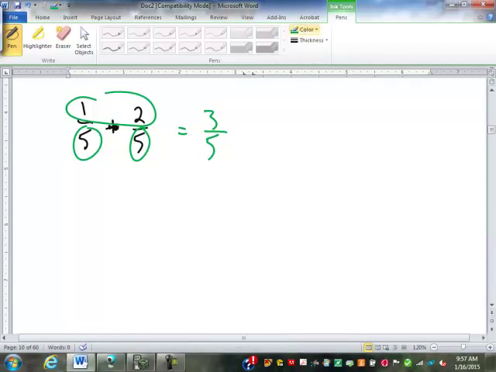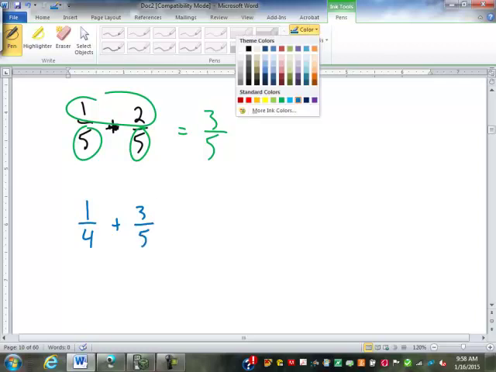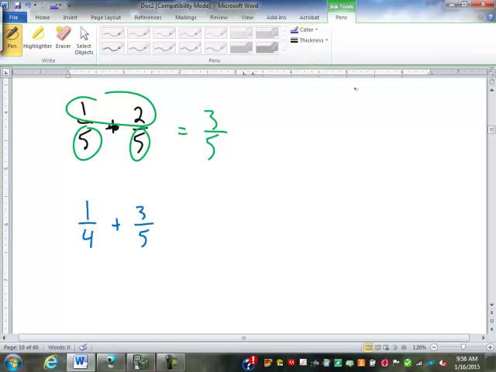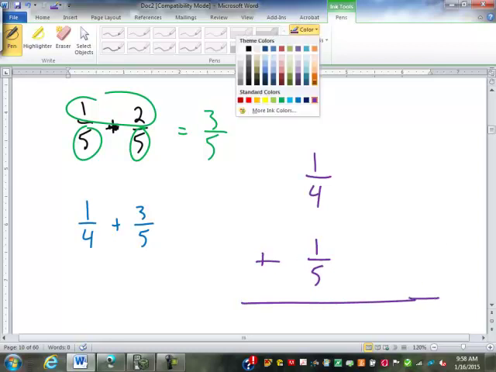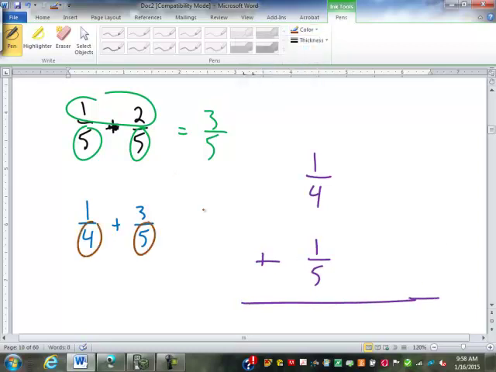Okay. So when we run into fractions that don't have the same denominator, don't have the same name, the first thing we have to do is figure out how to give them the same name. So let's say I have 1/4 plus 3/5. To figure out what name they need to be given, we have a couple processes we can do. One is we could just multiply the two of them together. 4 times 5 is 20. That's always going to give us a common denominator.